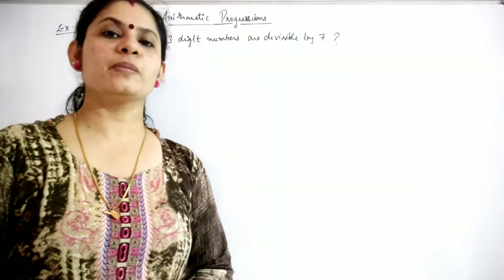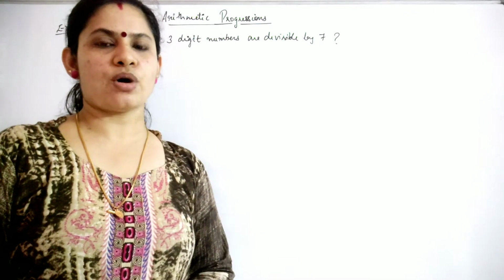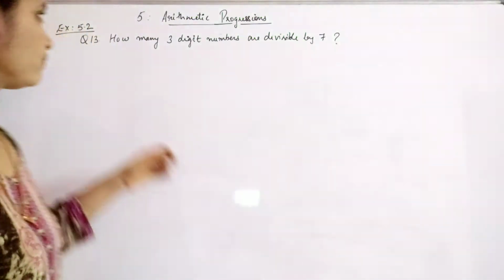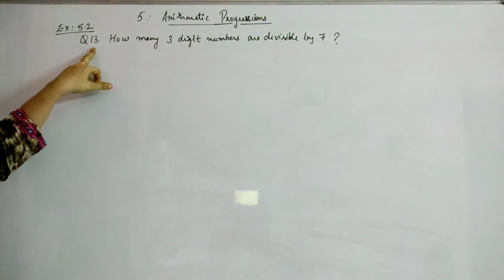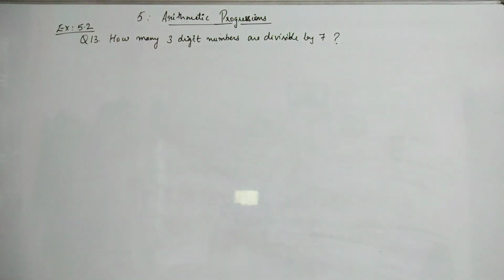Hi everyone, today we will be discussing the remaining problems of 5.2. The question from where we are starting is question number 13. How many 3-digit numbers are divisible by 7?